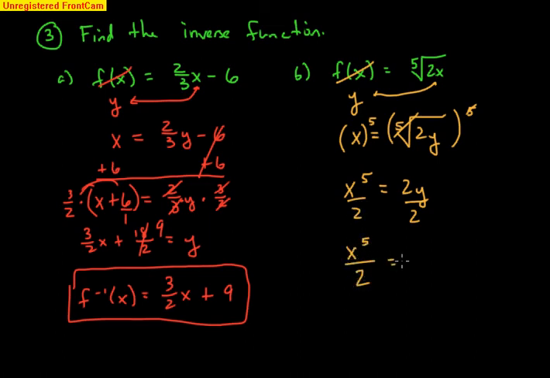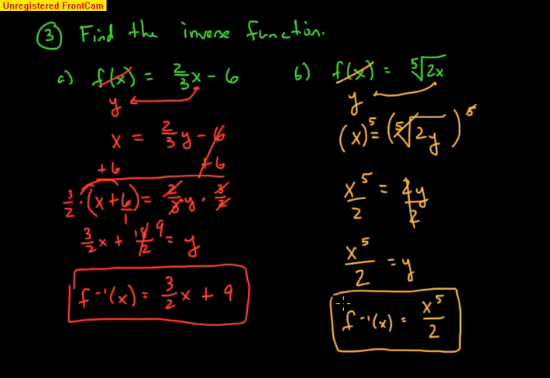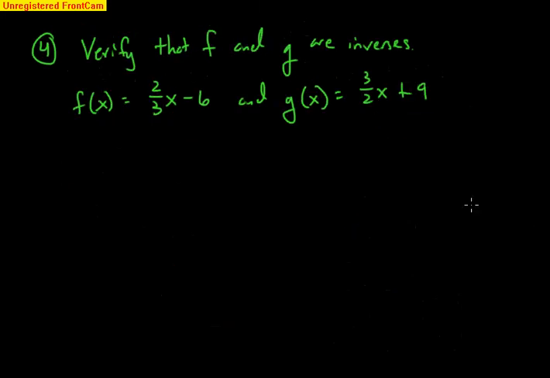So we have x to the 5th over 2 equals y, because the 2's cancel, and now I replace y with f inverse of x. f inverse of x equals x to the 5th over 2. And there's the inverse of the 5th root of 2x. Okay, so that's finding an inverse.